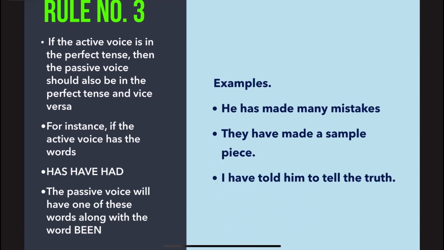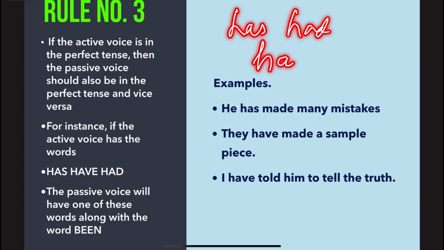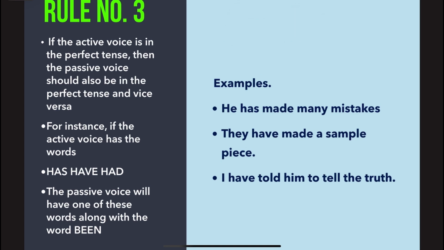Rule number three: if the active voice is in the perfect tense. Now what is a perfect tense? I have told you in the tenses video. If you have the word has, had, or have, I call them the H words, had, has, have, in a sentence, it is a perfect tense sentence. So if it is there in the active voice, then it has to be there in the passive voice. If it is there in passive, it has to be there in active, depending. I mean, one of the H words has to be there.